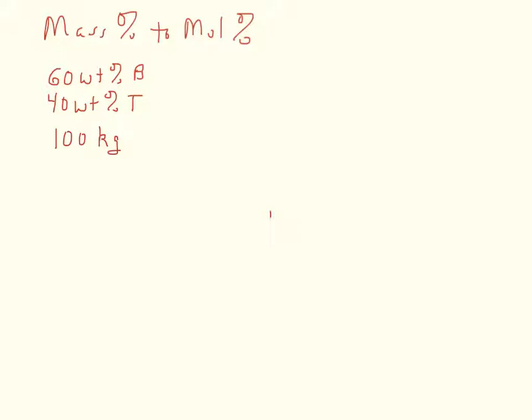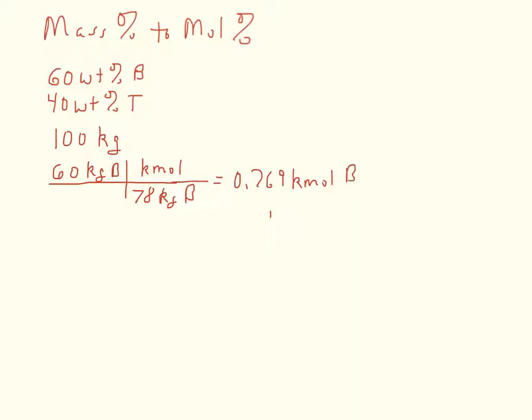So we write 60 kilograms of benzene is in the mixture, and divide that by the molecular weight, which is 78 kilograms of benzene per kilomole. And this equals 0.769 kilomoles of benzene. We do the same thing for the toluene.